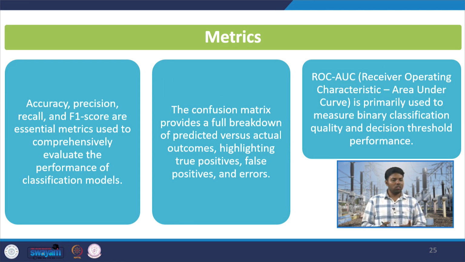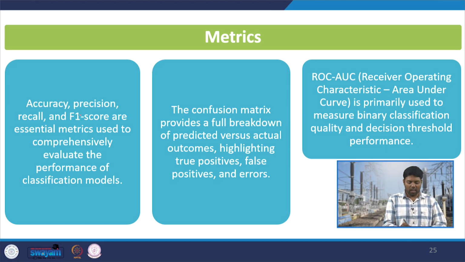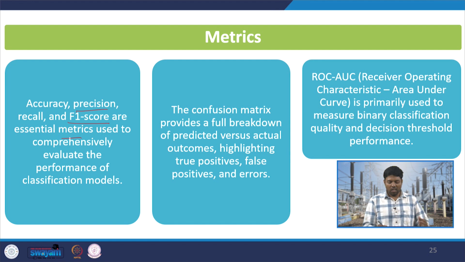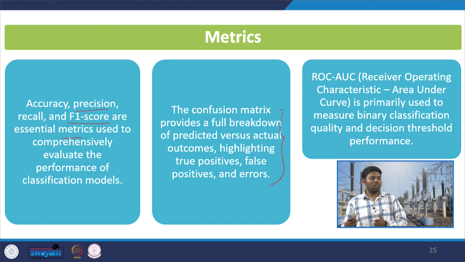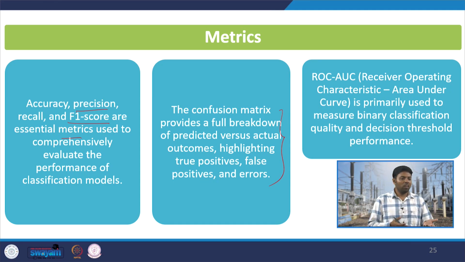The metrics we see for classification are the accuracy, precision, and F1 score that we normally derive. From the confusion matrix we see, per class, how much is the true positive, false positive, true negative and false negative values, and from there we can determine the accuracy, precision and recall. We also see the receiver operating characteristic, the ROC, and area under curve, which is primarily used to measure binary classification quality and decision threshold performance.